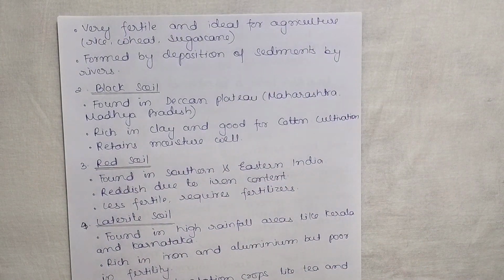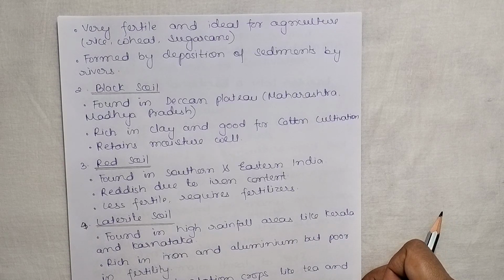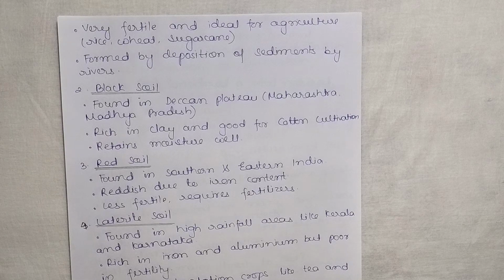These soils are very fertile and ideal for agriculture, for crops like rice, wheat, and sugarcane. It is formed by the deposition of sediments by the river. So alluvial soil is found in the northern plains and river valleys, and it is formed by the deposition of sediments by rivers. So this is the first type of soil that is found in India, alluvial soil.